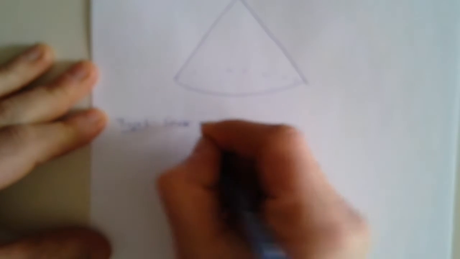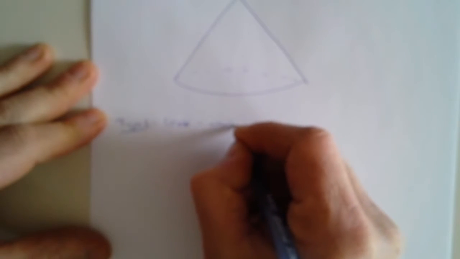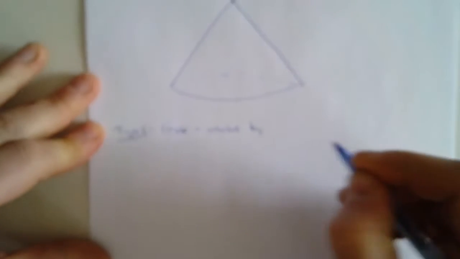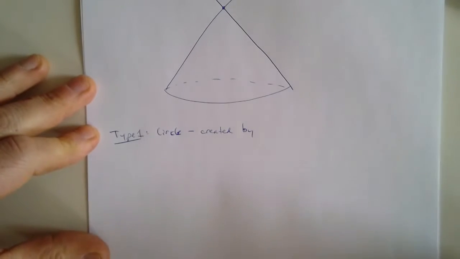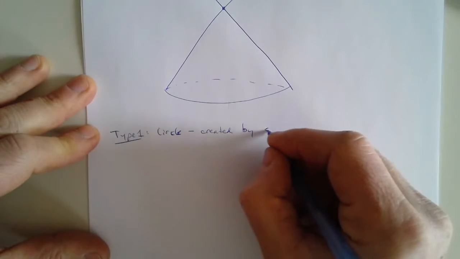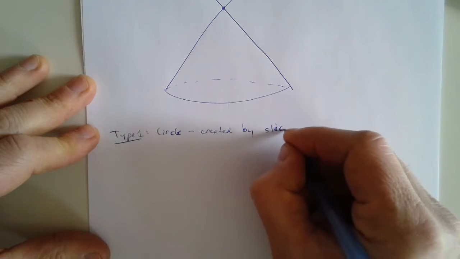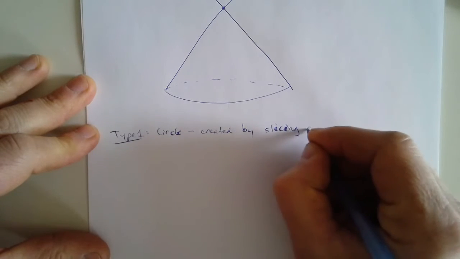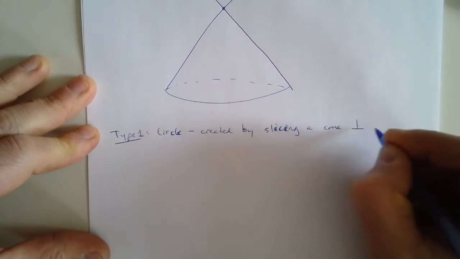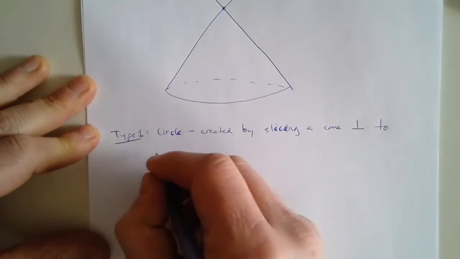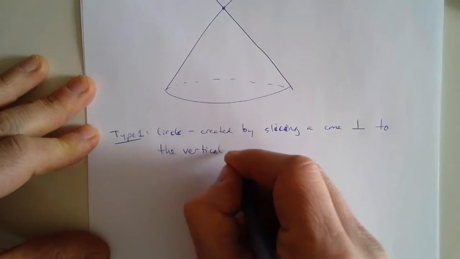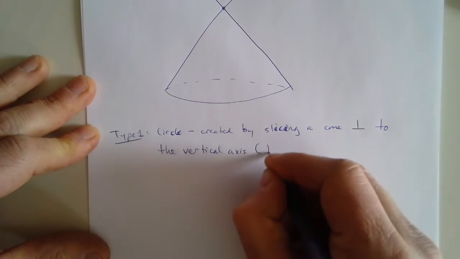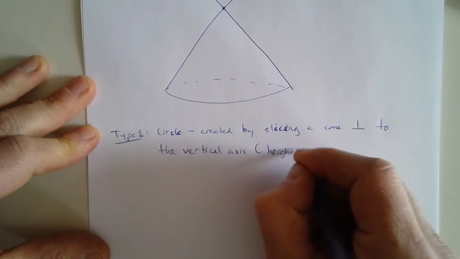It's created by slicing a cone perpendicular to the horizontal axis, or to the height. It's called the horizontal to the vertical axis. Okay.